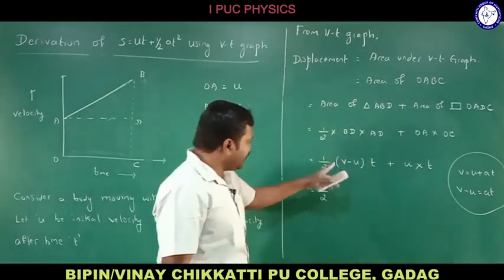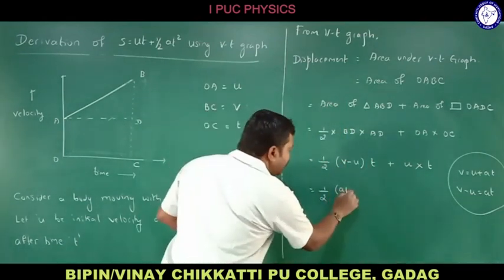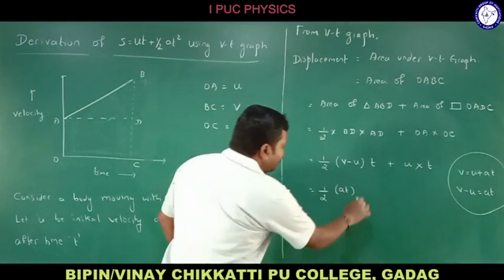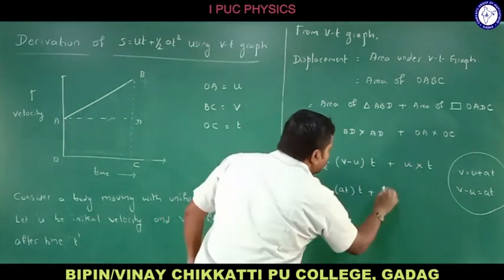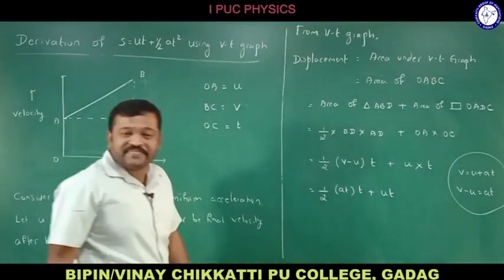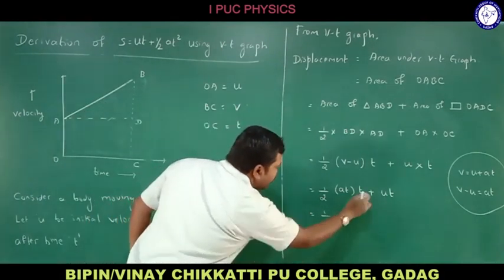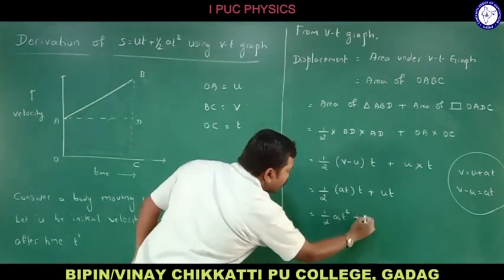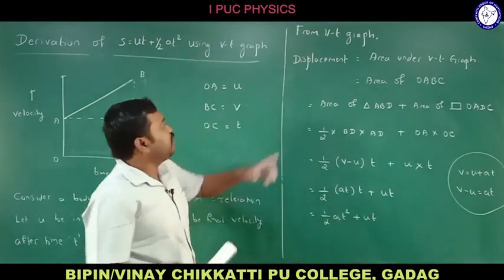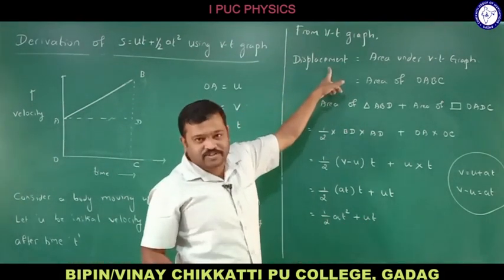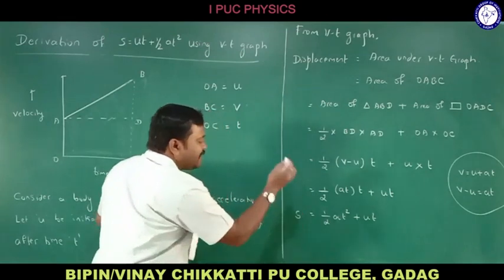Shall I substitute that AT here? Instead of AT, let me substitute here. So what do you get now here? At into t plus u into t, shall I say ut? So what do you get now here? That is equal to half at into t square plus ut. Come on, tell me, what is this? Displacement. Displacement, it is denoted by S.